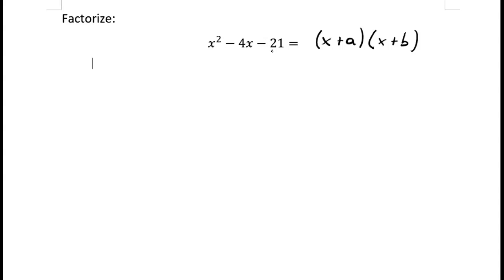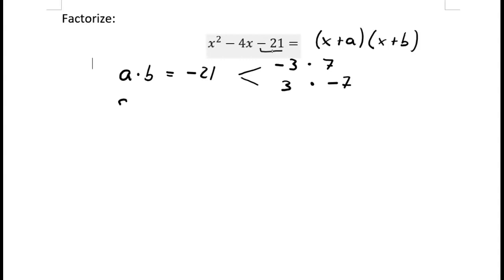And this trick basically says that a times b, when we put these together, must give us negative 21. So you see here, the a times b gives us this number here. And we can try and figure out what number combinations would give us negative 21. So I could think of, for example, negative 3 times 7. That would give us negative 21. Or, alternatively, it could be positive 3 times negative 7. So that would be another combination.